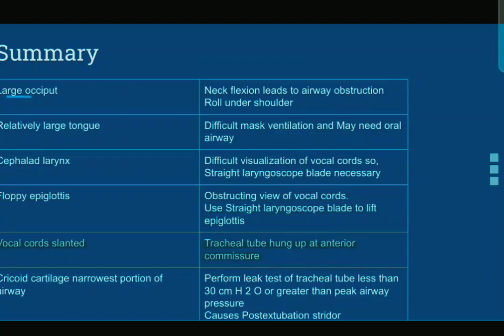Vocal cords slanted, so the tracheal tube gets hung up at the anterior commissure. Cricoid cartilage is the narrowest portion of the airway. Perform a leak test of the tracheal tube; a leak less than 30 cm H2O but greater than peak airway pressure avoids post-extubation stridor.